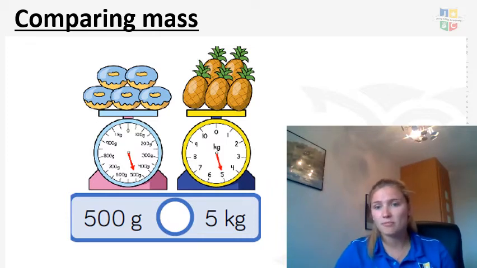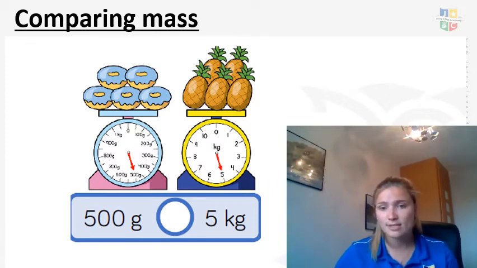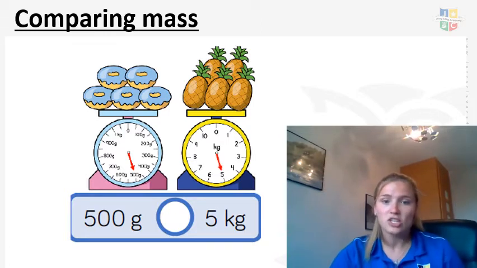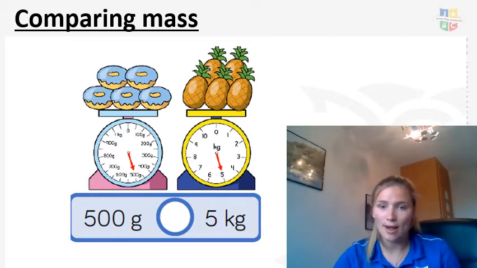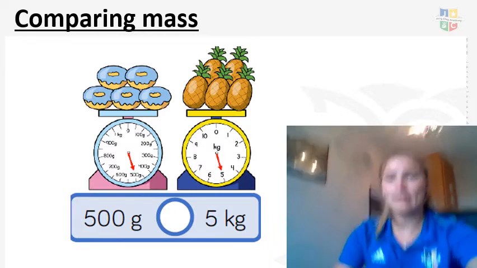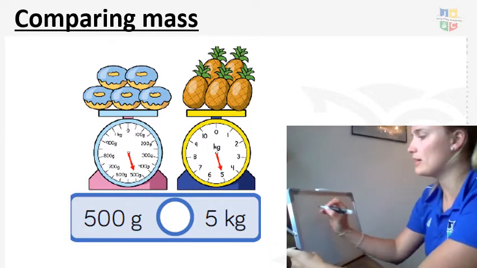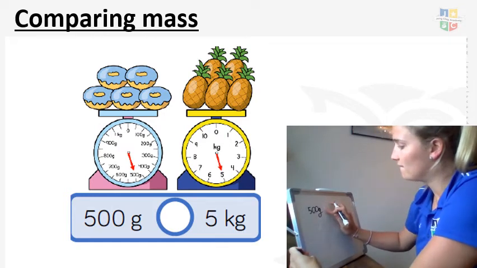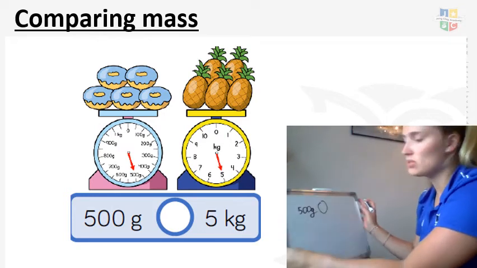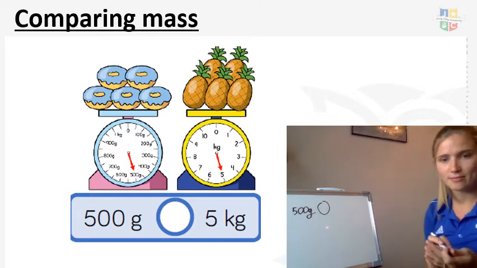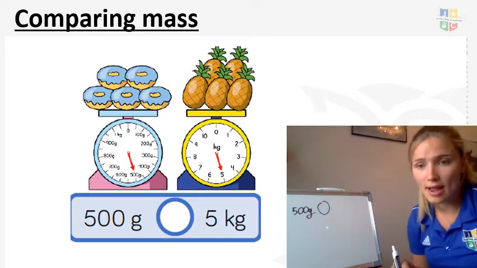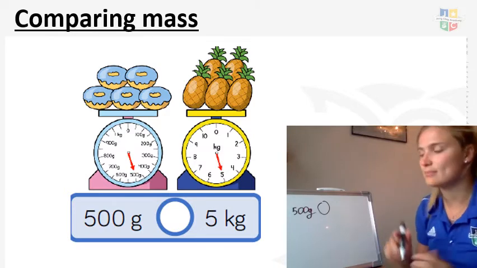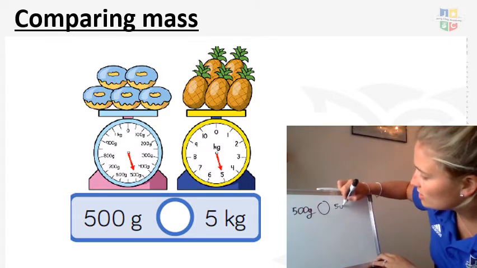Now before we even put our measurements in, what I would suggest doing is converting them so that they are both in the same unit of measure. So I would do it both into grams. So I've already got 500 grams and I want to convert my 5 kilograms to grams. Now I know that in a kilogram there are 1,000 grams, so in 5 kilograms there is going to be 5,000 grams.